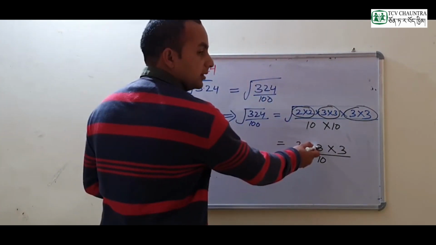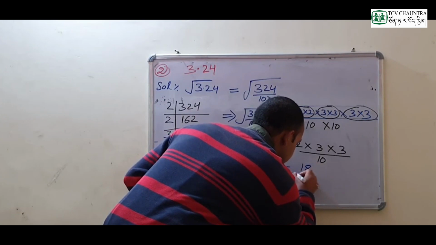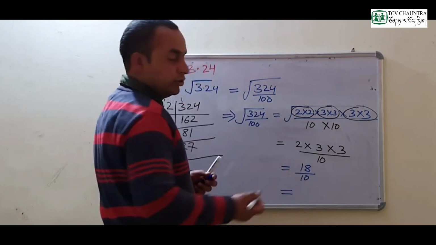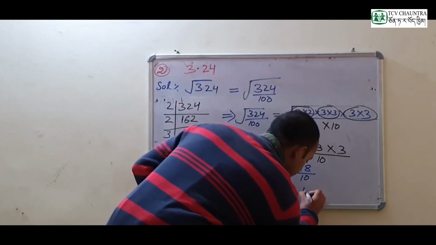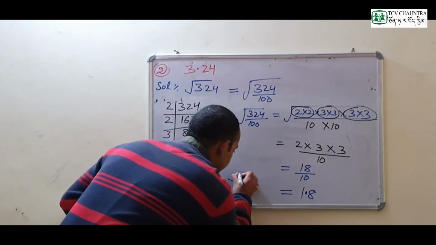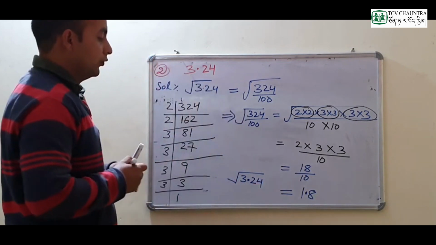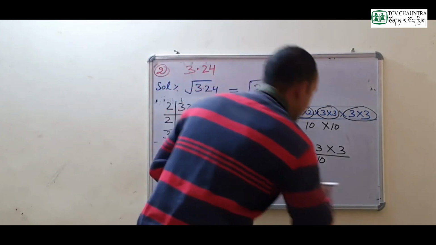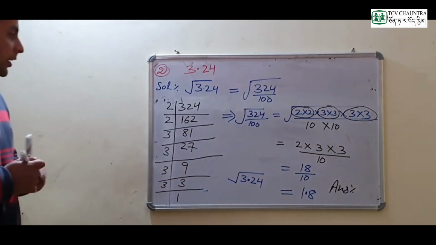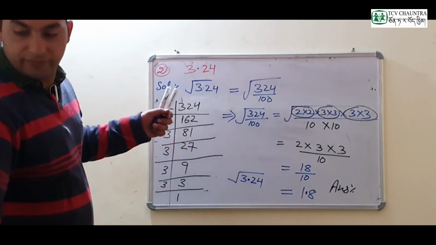So 2 3s are 6, and 6 3s are 18, right? So 18 divided by 10, which means when you remove this 10, you can take a decimal over here. It means it will become 1.8. So square root of decimal 3.24, the value is 1.8. This is your answer. This is how to solve decimal numbers with the help of prime factorization.